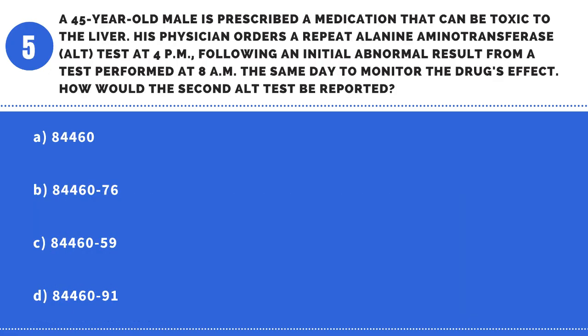Question 5. A 45-year-old male is prescribed a medication that can be toxic to the liver. His physician orders a repeat alanine aminotransferase (ALT) test at 4 p.m., following an initial abnormal result from a test performed at 8 a.m. the same day to monitor the drug's effect. How would the second ALT test be reported?